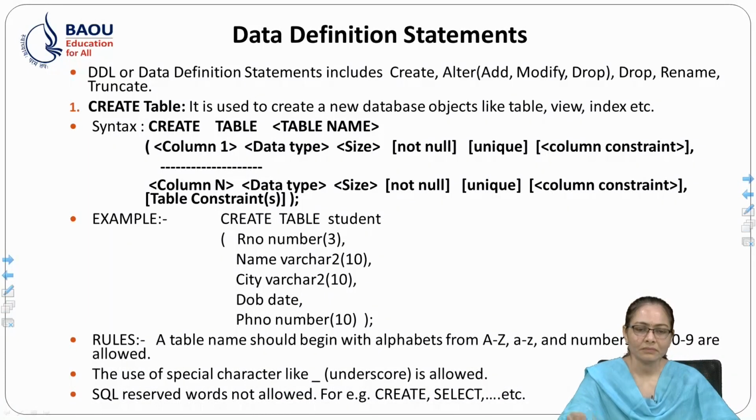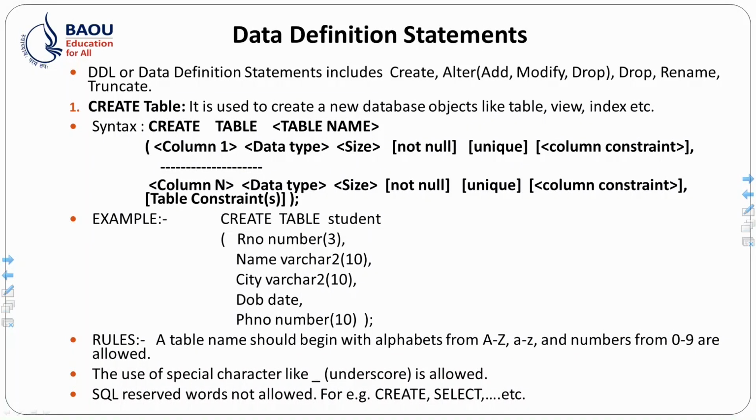Now, what are the rules of the create table command? The table name should begin with alphabets, capital letters A to Z or small letters a to z, and numbers from 0 to 9 are allowed. Special characters like underscore are allowed. SQL reserved words are not allowed, for example create, select, etc. These cannot be used as the name of a table.